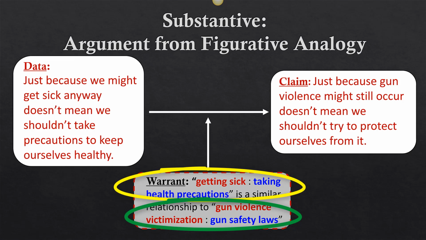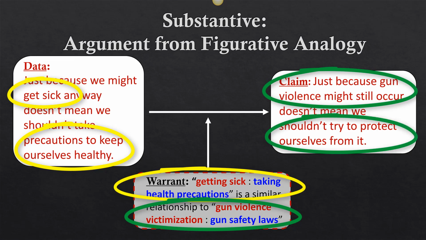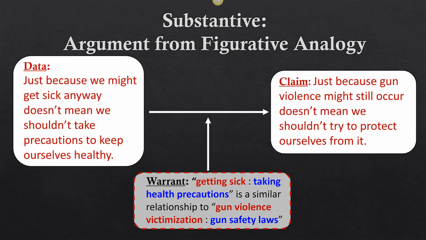So what we've got here is a comparison between very different things. Getting sick and gun violence are different types of things. Taking safety precautions to keep ourselves healthy is a very different thing than enacting gun safety laws that would keep ourselves safe from gun violence. We're not talking about things that exist within the same classes. So how does this analogy reasoning operate? Let's look at it visually to see how it works.